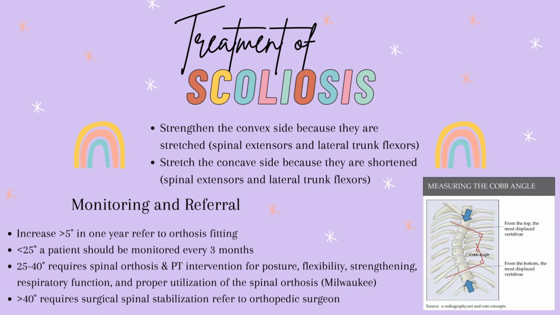For monitoring and referral, it is monitored through the measurement of the Cobb angle, which is that picture to the right. So an increase of greater than 5 degrees in 1 year, you want to refer to the orthosis fitting. Less than 25 degrees, a patient should be monitored every 3 months. 25 to 40 degrees requires spinal orthosis and NPTE intervention for posture, flexibility, strengthening, respiratory function, and proper utilization of the spinal orthosis or the Milwaukee brace. Greater than 40 degrees requires surgical spinal stabilization, and you want to refer to an orthopedic surgeon.